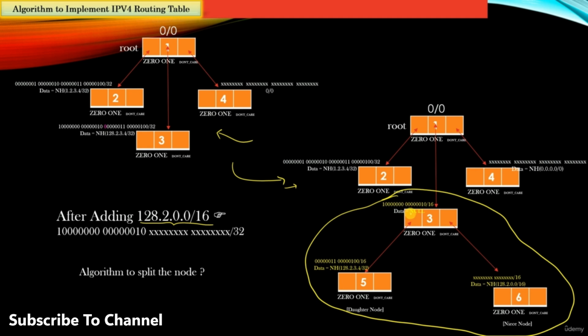You can see the data part of node 3 is null. The prefix length of node 3 has been reduced from 32 to 16. The bits from the effective prefix of node 3 have been transferred to its daughter node. And the niece node borrows its effective prefix bits from the bits of the route which was just inserted. So now, can you write the steps regarding how the node split algorithm can be written in simple plain English words? Can you do that? Let us do that in the next lecture video.